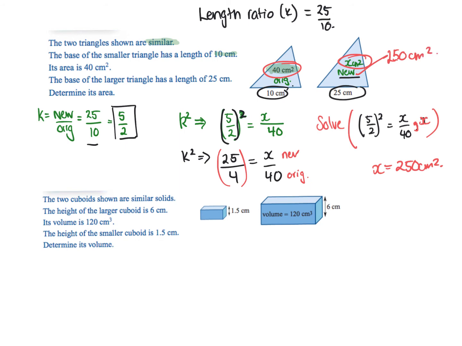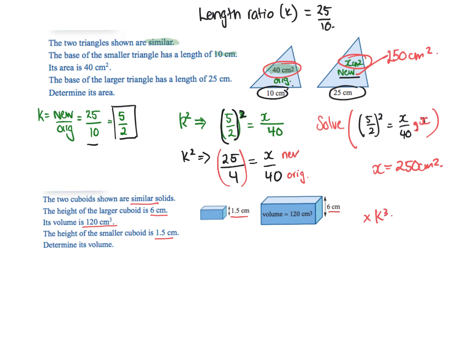Okay, down here they said that these two cuboids are similar, and they give a height of 6 centimeters and then the height of the smaller one. This allows me to set up the K. They tell me the volume of the bigger one, and they want me to find the volume of the smaller one. So all I'm going to do is multiply by K cubed, okay? We'll set it up like we did just above.